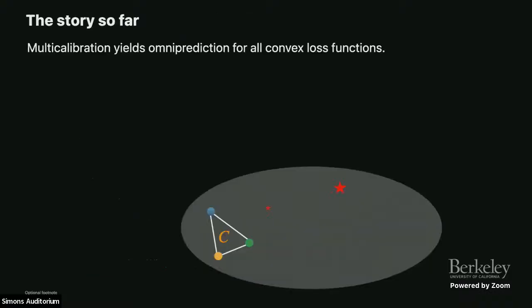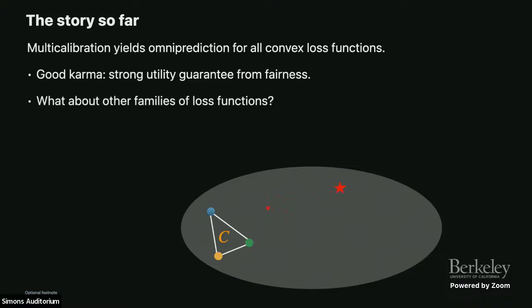So what we've seen so far is that multi-calibration gives us the strong notion of loss minimization called omniprediction for all convex loss functions. And Omer likes to think about this as a good karma kind of statement, because he swears to me that when they were working on multi-calibration, they had no thoughts about minimizing any kind of loss. So the fact that it gives you a really strong loss minimization guarantee is really nice, and it's really surprising. It was surprising to us.